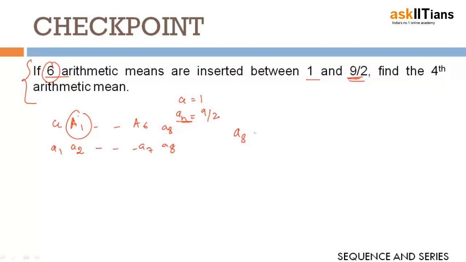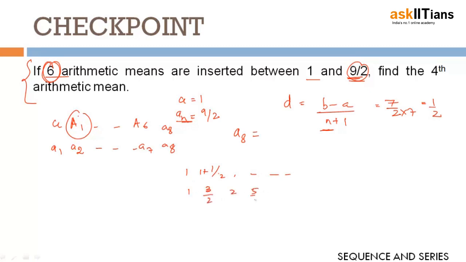So now we can write A8, and if you remember the direct formula which I have given, D will be B minus A over N plus 1. So 9 by 2 minus 1 will be 7 by 2, and what is N? 6 arithmetic means, so it will be divided by 7, so the difference will be half. Now if you write the terms, 1 plus 1 by 2 and so on, you will get 3 by 2, then 2, then 5 by 2, then 3, and you can first write it like this and later simplify, then 7 by 2, 4, and 9 by 2.